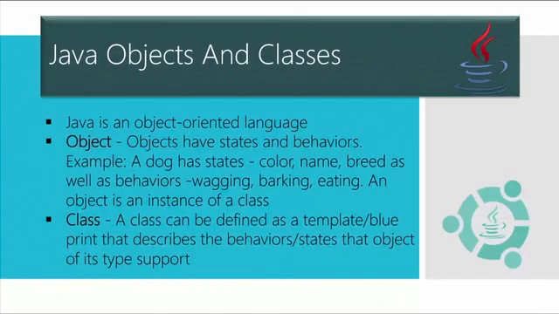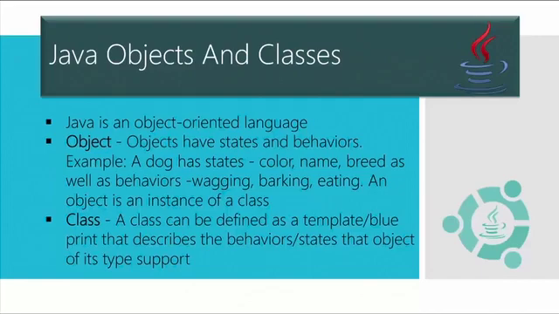So Java is basically an object-oriented language. Now what that means is that it consists of objects and classes. So for instance, objects have states and behaviors. As an example, think of an object as, for instance, a dog having various states such as color, name, breed, as well as various behaviors like wagging, barking, eating, sleeping, and so on.